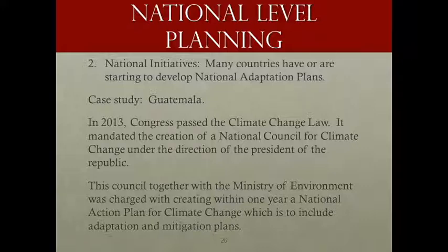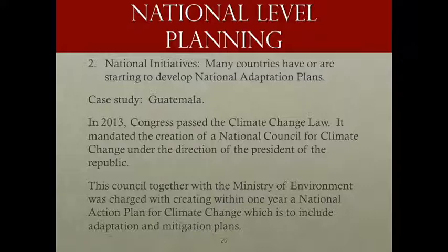So, planning for adaptation. Many countries have started their national plans for adaptation. I'm going to take a few minutes just to quickly explain to you what happened in Guatemala, not because Guatemala is the ideal case, but just to show you how complicated it can be.